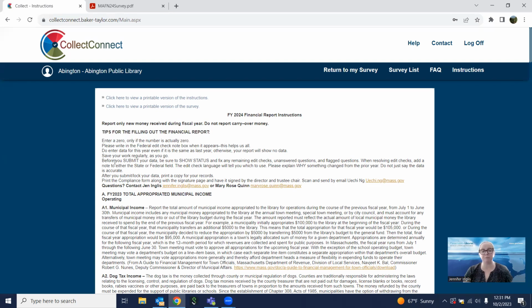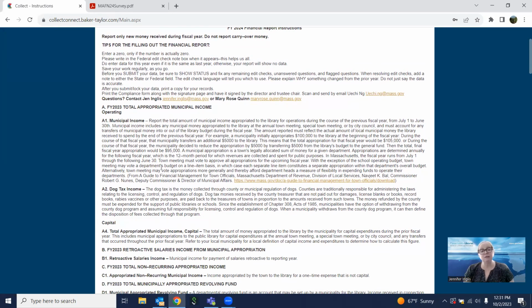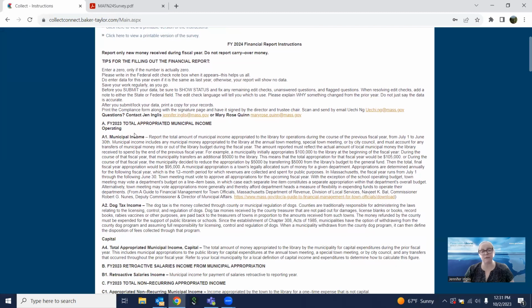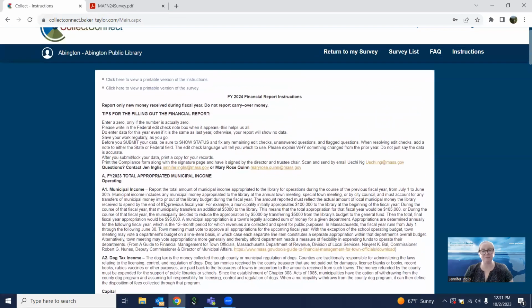So if you read through this, it gives some general information. These also show up in the survey themselves, and I will go over them in this training. Then we get into definitions. So for each question on the survey, you can get the information about what the definition is. So what exactly is municipal income? And then there's a whole bunch of stuff here that talks about that. So I'm going to return to my survey.